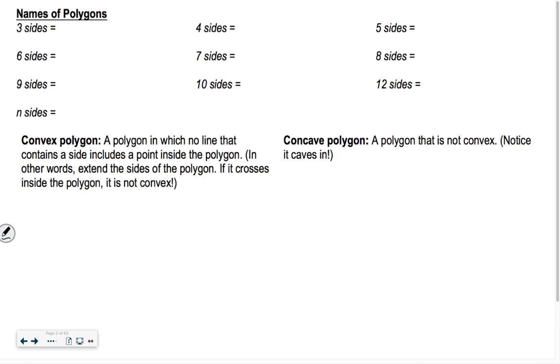All right, so let's start with the names of polygons. A 3-sided polygon. Triangle. Ding, ding, ding. Yep. And you guys just said a 4-sided was a quadrilateral.